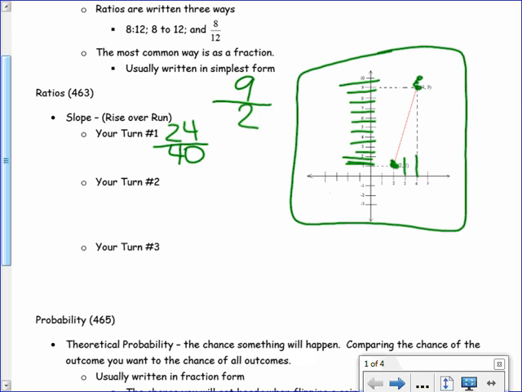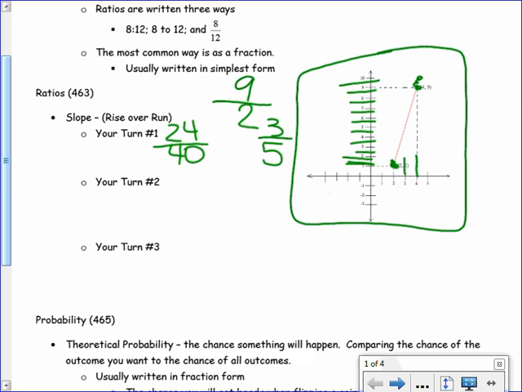And then if we were to simplify that, we would find that this has a common factor of at least 2, and you could continue to divide by 2, and you would find that it is going to simplify all the way down to 3/5.